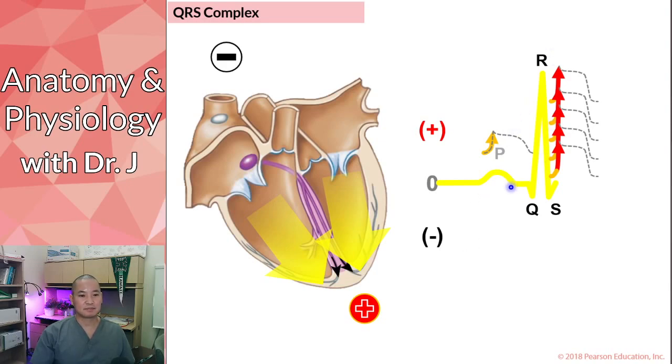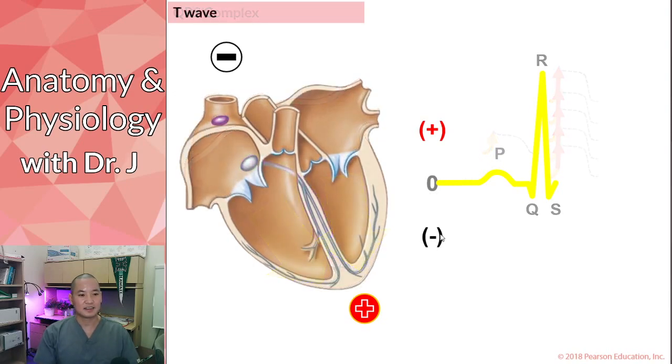And why is it bigger than the P wave? Well, which has more muscle, the atria or the ventricles? Collectively, the ventricles have many more cardiomyocytes than the atria. This is why the R wave is bigger in height and amplitude than the P wave. So the R wave is due to ventricular depolarization.